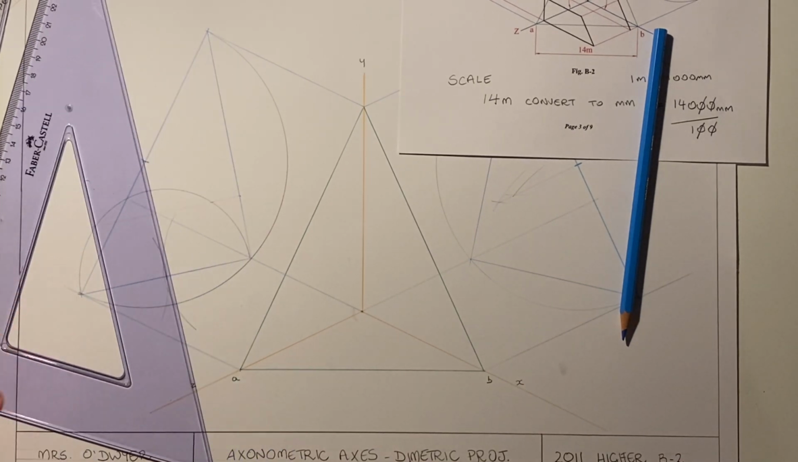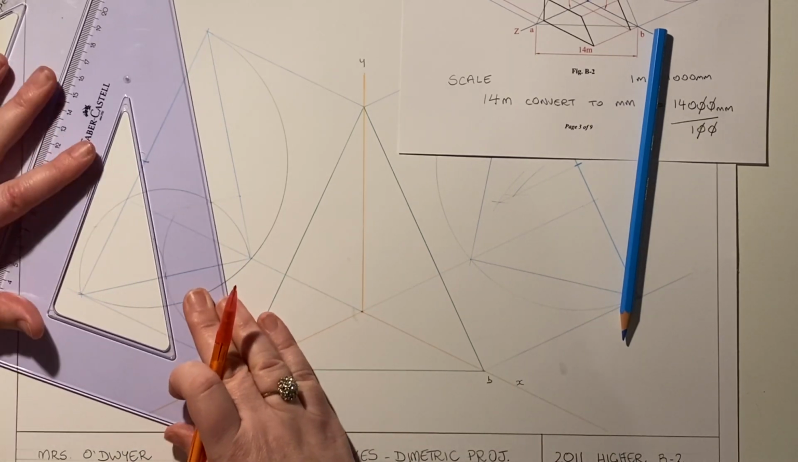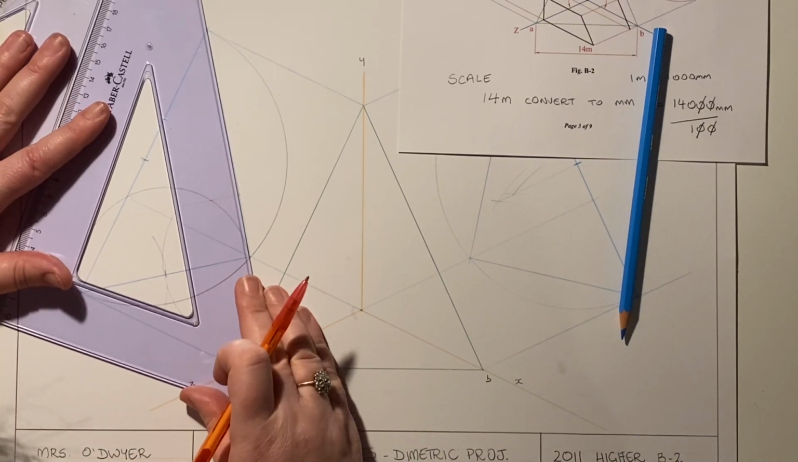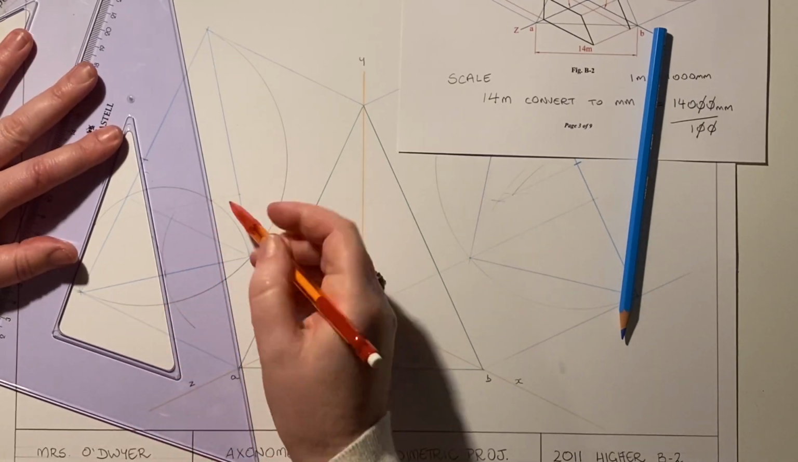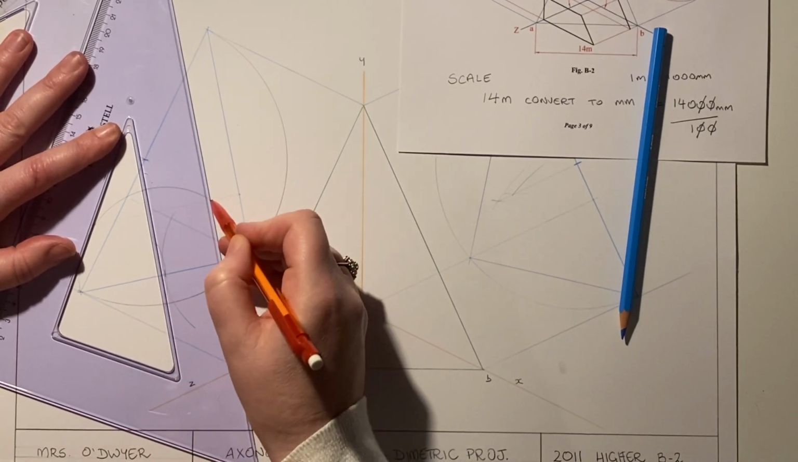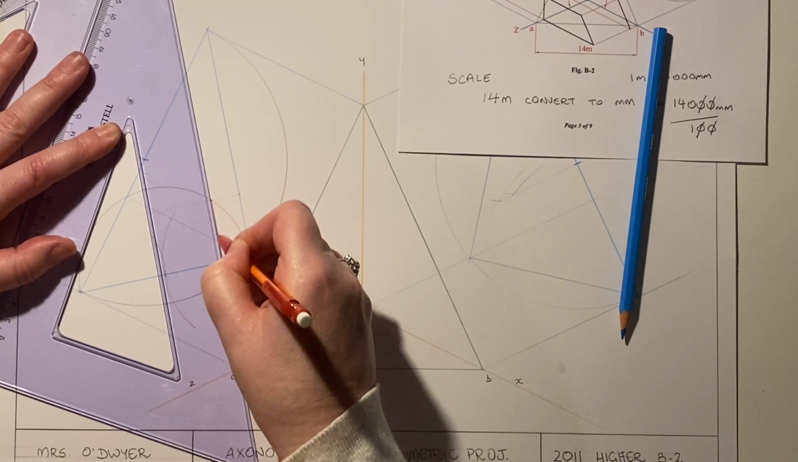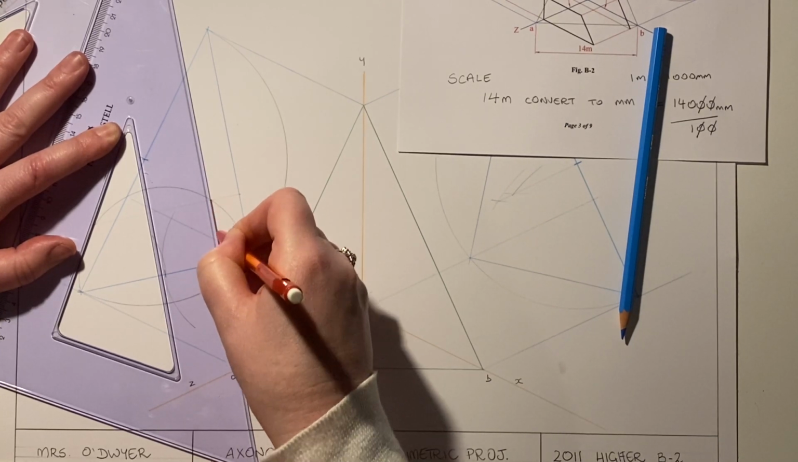Okay, so now I can draw this in heavy. So that is one of my end views done. Now you'll notice that these questions are pretty quick. They're designed to be done in about 25 minutes, even at higher level. So you just got to get the drawing in there and get the drawing done.